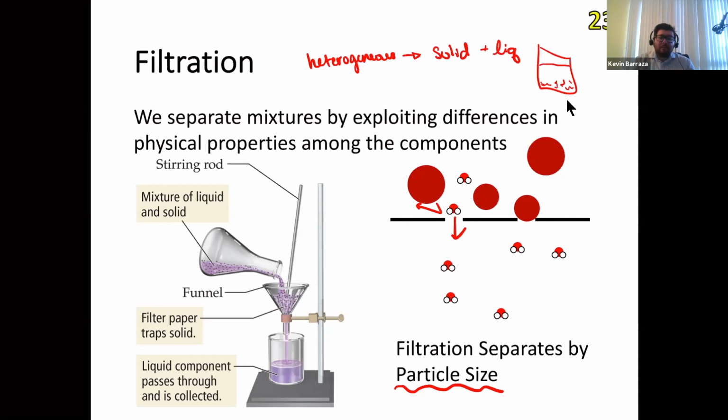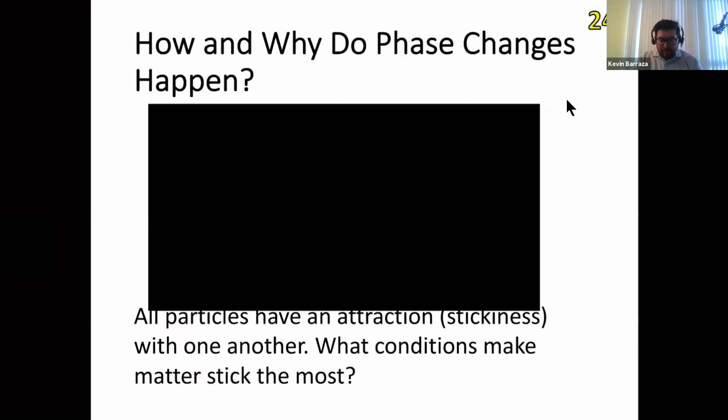So exactly, we use filtration to exploit a physical property, the physical size of the particles, as well as solubility. So things that don't dissolve usually remain large chunks, so that we can do interesting things. So that's one example of why we want to look at the composition of matter. The other would be to explore the properties of the different phases. So at this point, I'd like to focus the remainder of our time on the phases of matter.